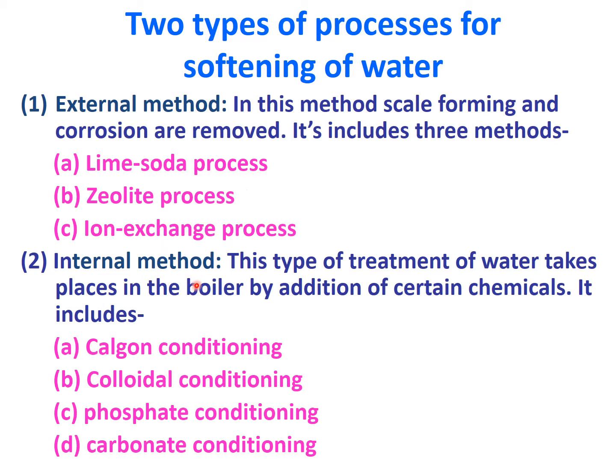Another method is the internal method. In this method, treatment of water takes place in the boiler by addition of certain chemicals. It includes colloidal conditioning, phosphate conditioning, carbonate conditioning, which we will discuss in future lectures. So today we are basically concentrating on the lime soda process.